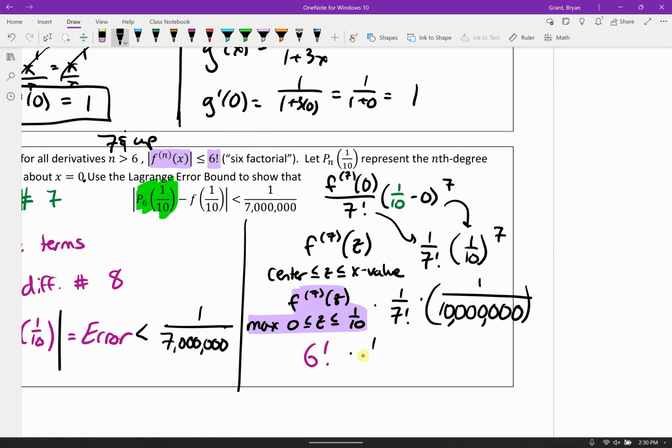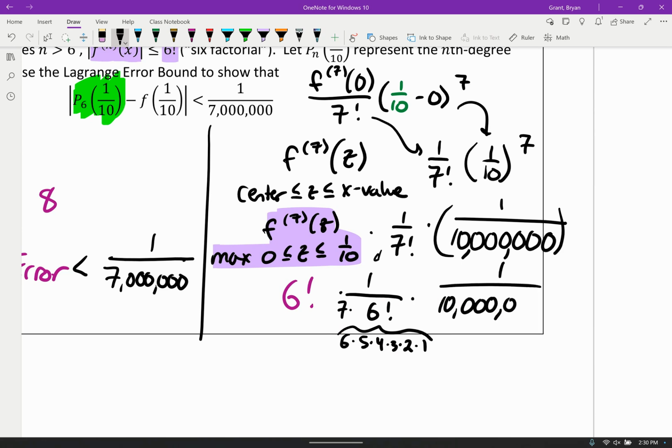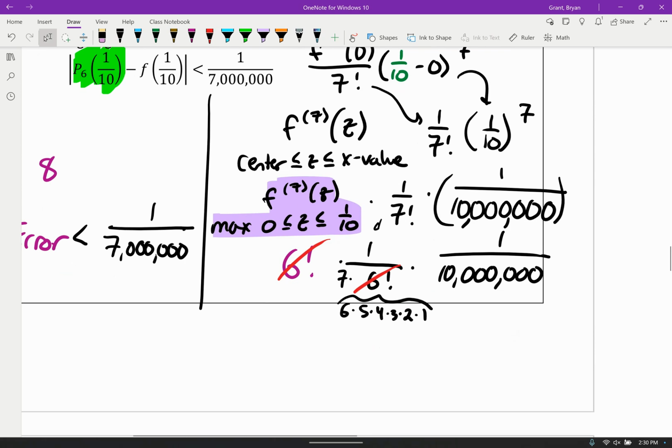And this is 1 over 7 factorial, which I'm going to be sneaky right now. 7 factorial is the same as 7 times 6 times 5 times 4 times 3 times 2 times 1. That's actually 7 times 6 factorial, right? This is all 6 factorial here. And then times 1 over 10 million. Okay. Does anything cancel? I'm pretty sure it does. And we end up with 1/7 times 1/10 millionth, which is 1 over 70 million.